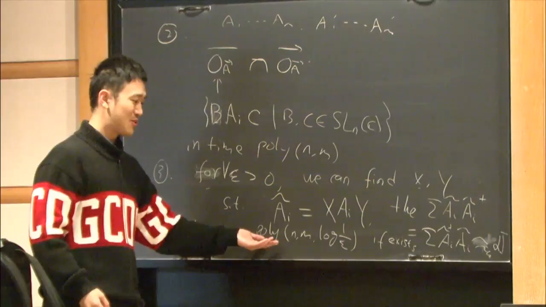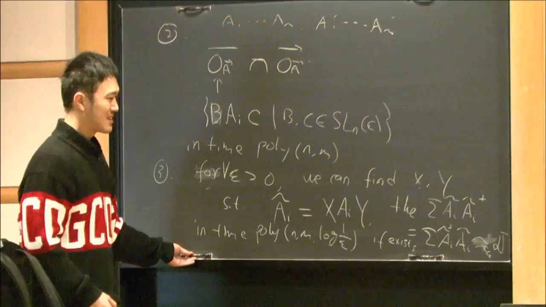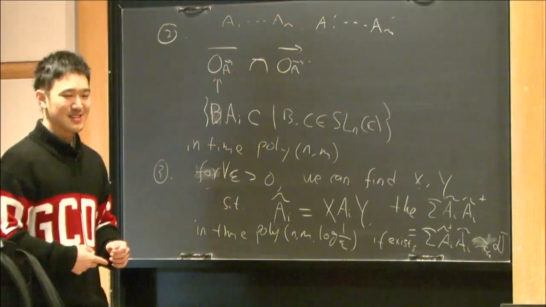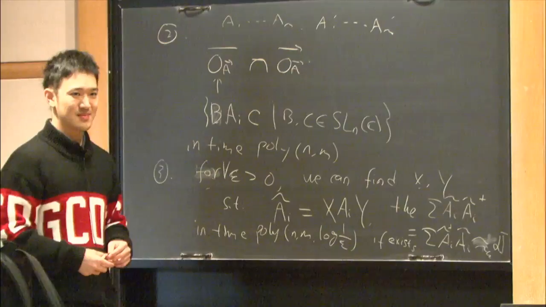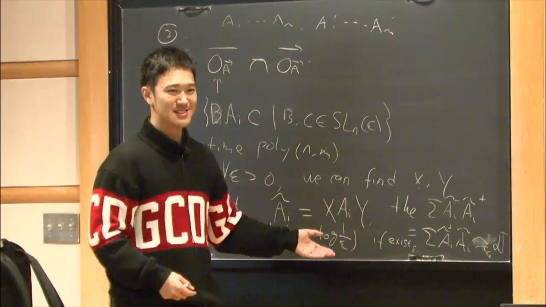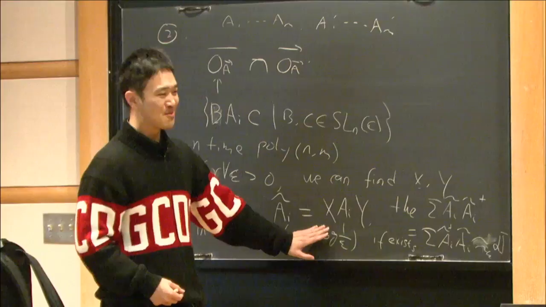There was an algorithm to test if this is possible in polynomial time, so we know whether this happens or not. And there was an algorithm to approximate it to within epsilon, but it ran in time 1 over epsilon, as opposed to this one, which is log. Previously there was an algorithm with 1 over epsilon convergence, and 1 over epsilon is enough for deciding whether this exists or not, but log 1 over epsilon is needed for the other purposes.